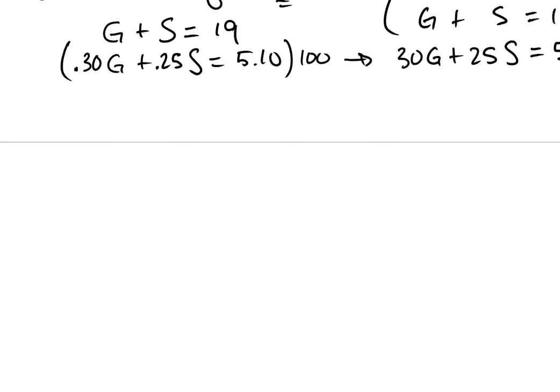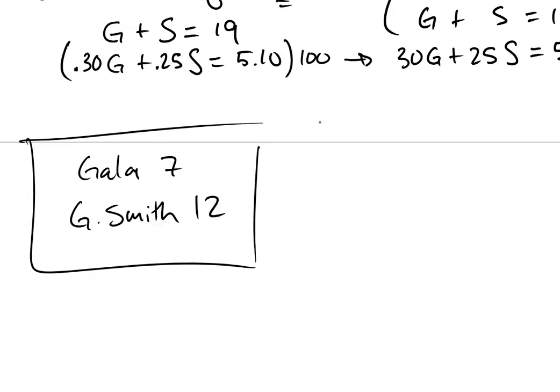So, Gala apples, 7. Granny Smith apples, 12. And again, you guys can do that with the decimals there, but I think it's nowhere near as nice as just to get rid of the decimalness first. Right, that's it.